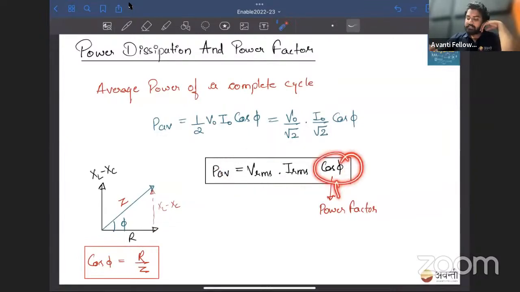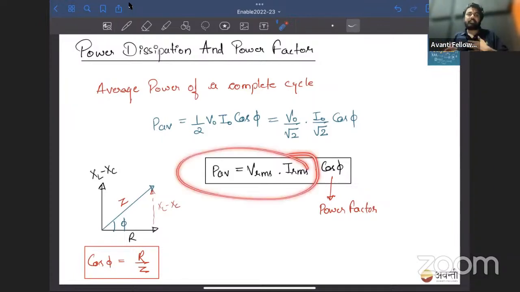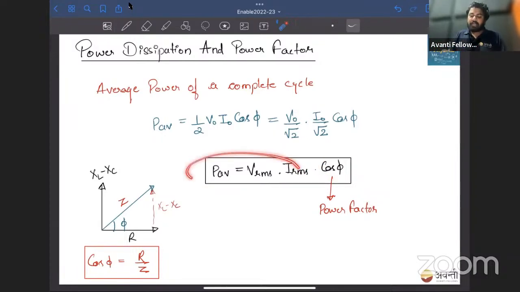Cos phi is called the power factor, right? Cos phi can vary from -1 to +1. Power factor is basically a factor which will determine the power. Let's say the value of cos phi is 0.5, then the power will be V into I by 2. If it is 0.75, then power will be 3 by 4 into VRMS into IRMS. So it is a factor which will vary the average power. And cos phi is equal to R by Z.